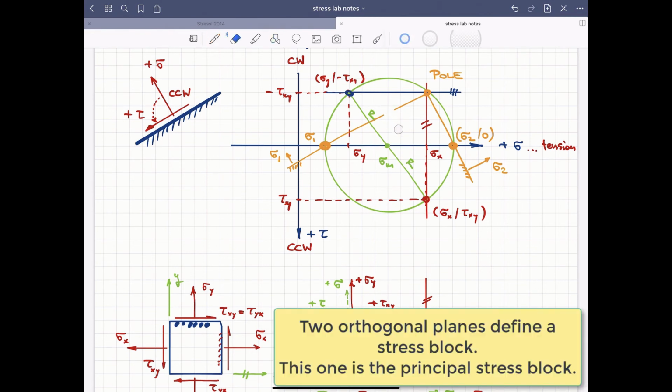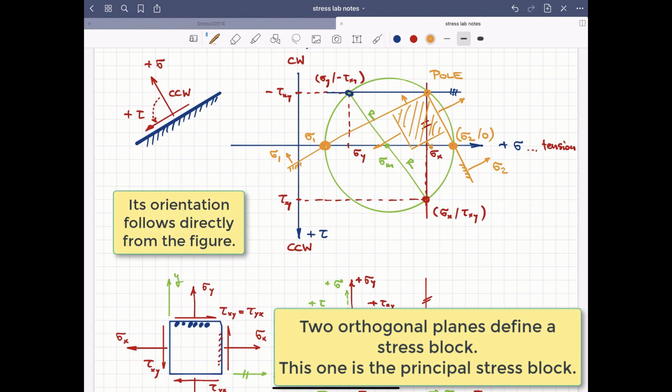Finally, we can interpret the two points sigma 1 and sigma 2 as two orthogonal surfaces, which in turn define a stress block. The orientation of the principal stress block can be found directly from the figure. All the angles in this technique are the true angles, so there's no need for a factor of 2 as in the traditional double angle approach.